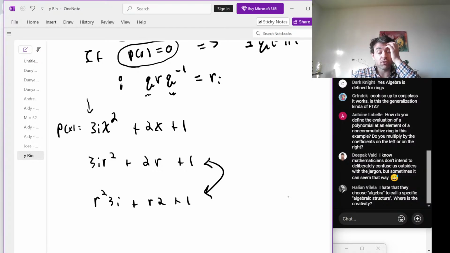And then I think there is also another convention where you don't let the variable commute at all, and then you have both left and right coefficients, and you just need to be very careful when you're multiplying polynomials of how you keep track of those.